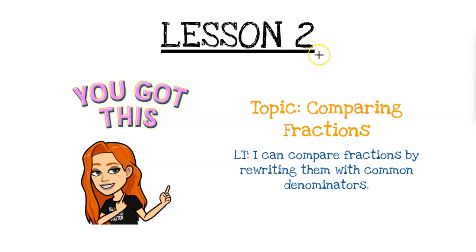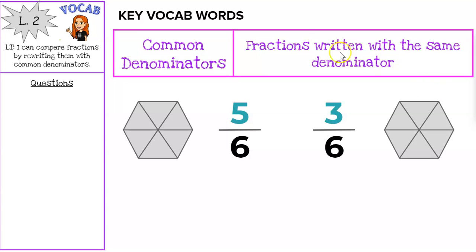Lesson 2, comparing fractions. Our learning target: I can compare fractions by rewriting them with common denominators. Key vocab words. Common denominators are fractions written with the same denominator. So we have 5/6 and 3/6. As you can see, they both have 6 for that denominator.